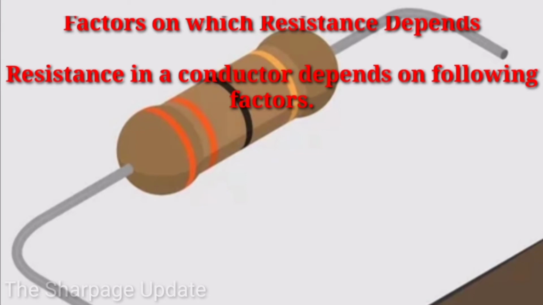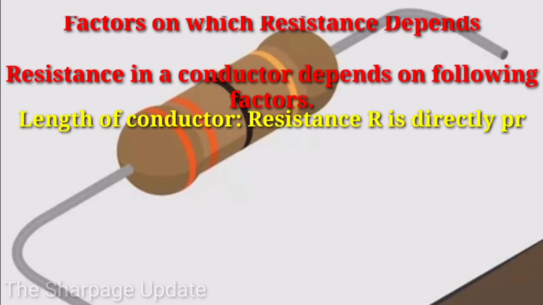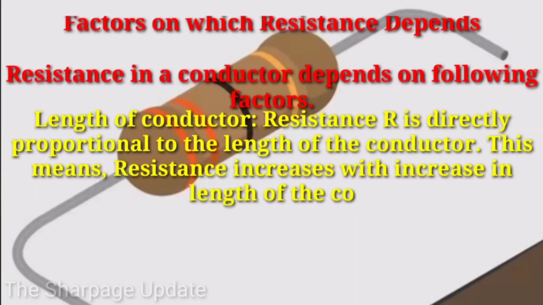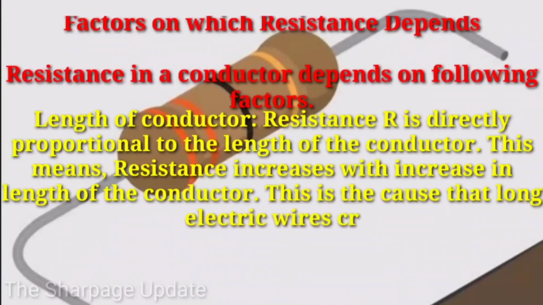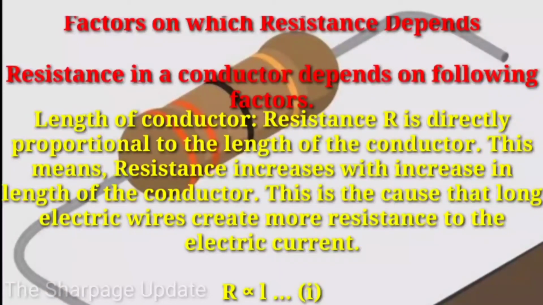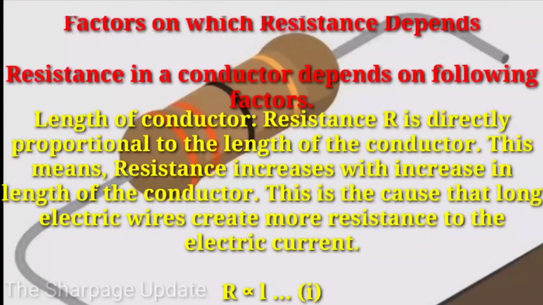Now, let's study some factors on which resistance depends. The first factor is the length of the conductor. The resistance R is directly proportional to the length of the conductor. This means resistance increases with increase in length of the conductor. That's why long electric wires create more resistance to the electric current.